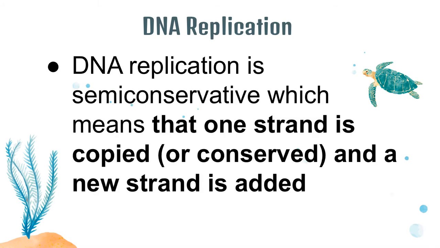And when we talk about DNA replication, we call it semi-conservative. And you guys should know that prefix semi. You've seen it in semicircle, semi-truck. It means partial or half, right? And then conservation or conservative means saved. So DNA replication is literally half saved. And what that means is that one strand is copied or conserved, and the new strand is then added to that other side. So we call this semi-conserved or semi-conservative. And we're going to see a little bit more of what this looks like.